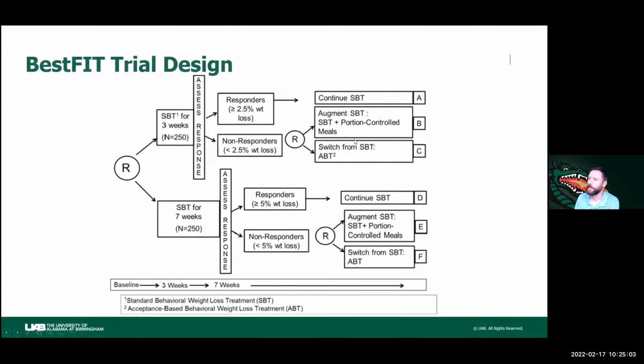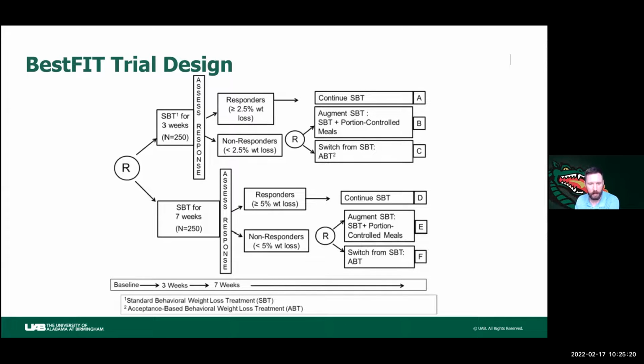They included second stage intervention offerings for either a portion controlled meal, so augmenting the standard behavioral therapy with meal replacements, or switching away from standard behavioral therapy to a more acceptance-based treatment. That's what ABT stands for. So again, you should have access to this.